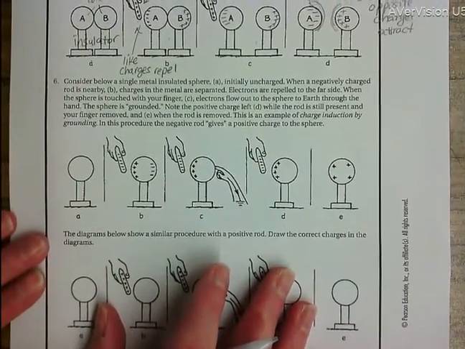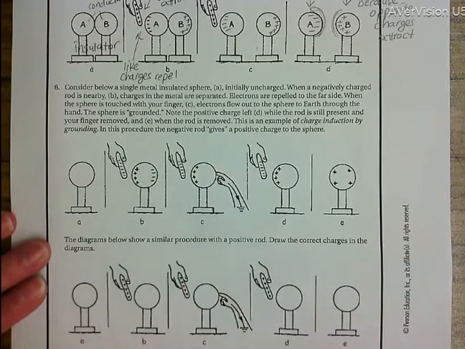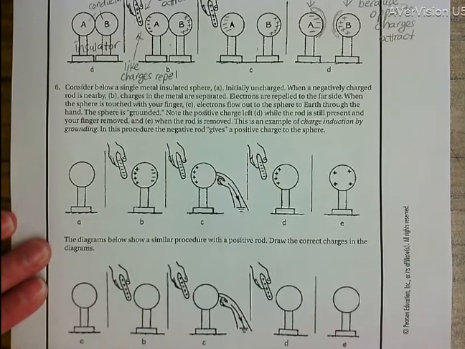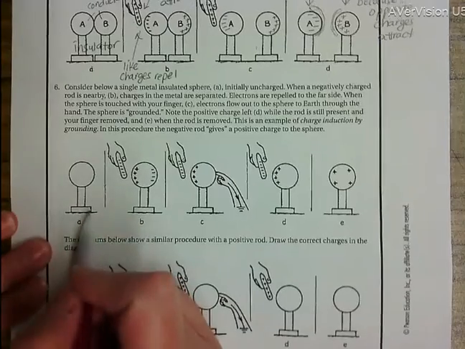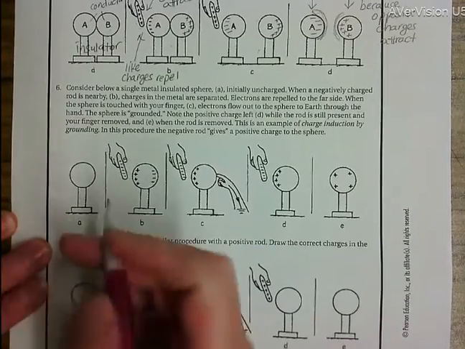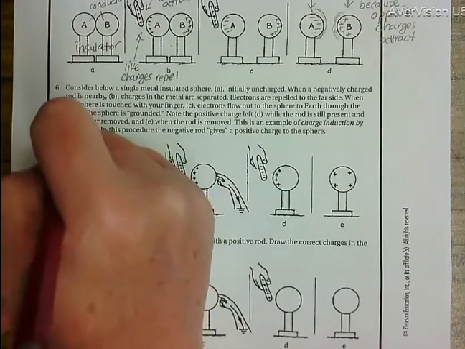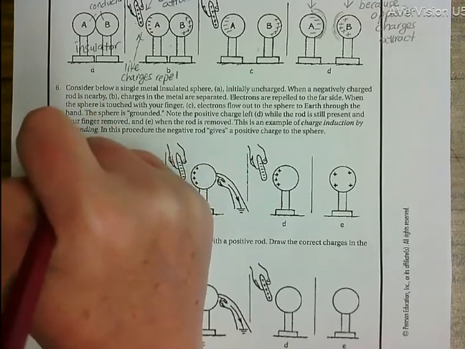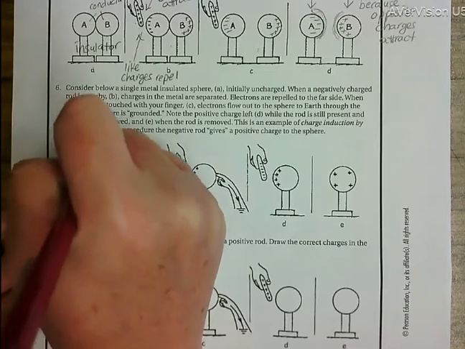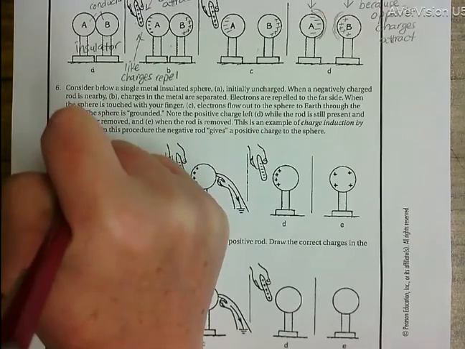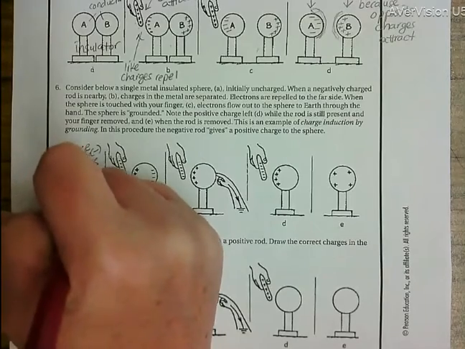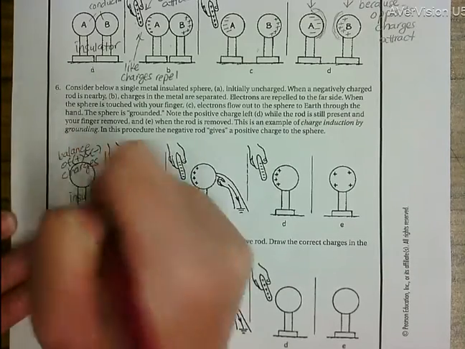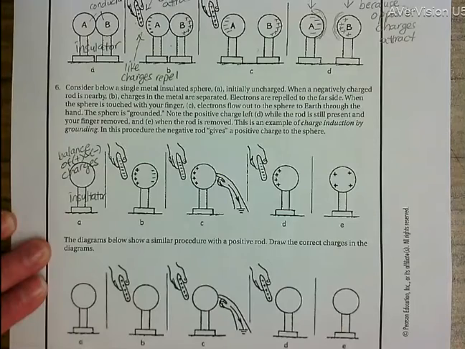So now we're going to look at a similar thing, but now we're going to have a negative rod. So consider below a single metal insulated sphere, initially uncharged. Uncharged means we have a balance of positive and negative charges on this sphere. And again, this is an insulator, so the charges can't get off of our metal sphere.